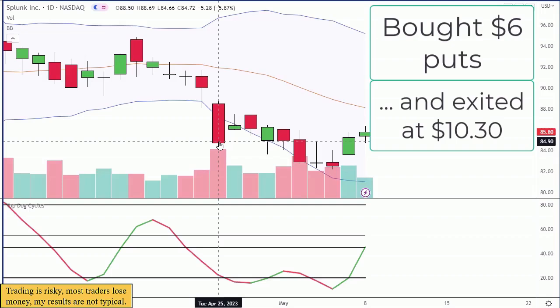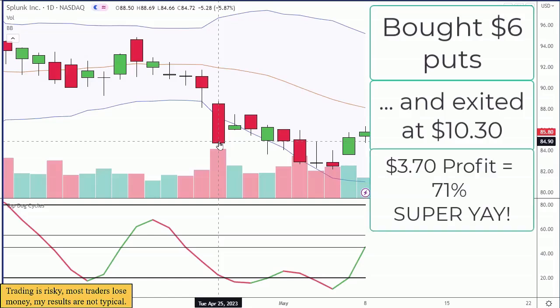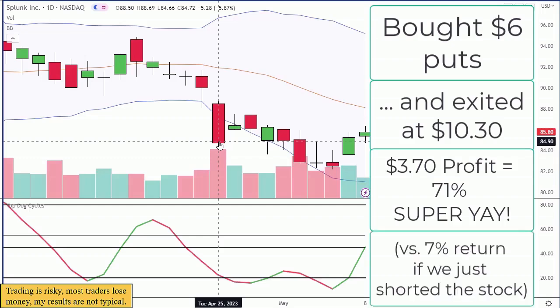That's the bottom line. So what is that? That's a $3.70 profit, which is a 71% return, as opposed to a 7% return. Yes, 10x your winners.